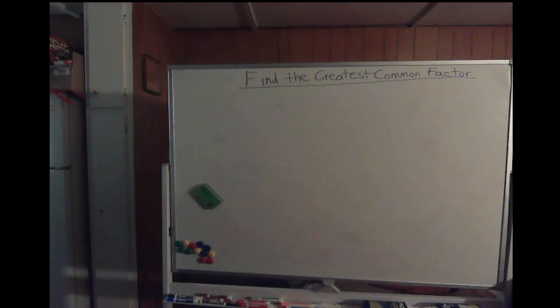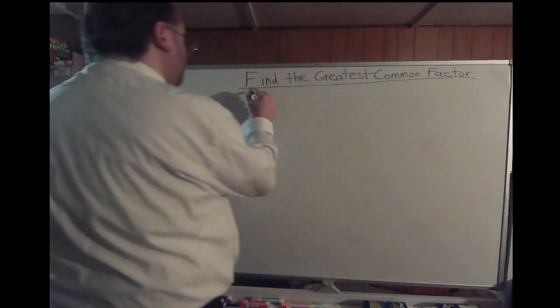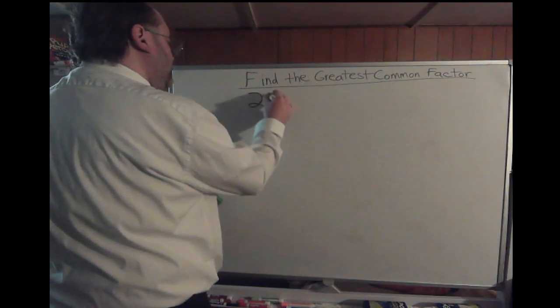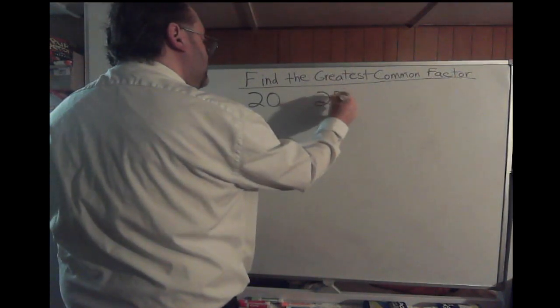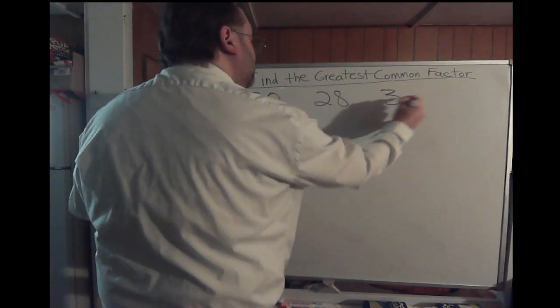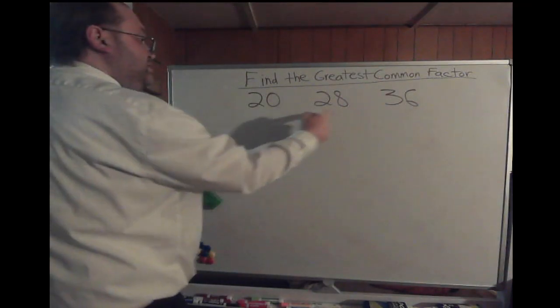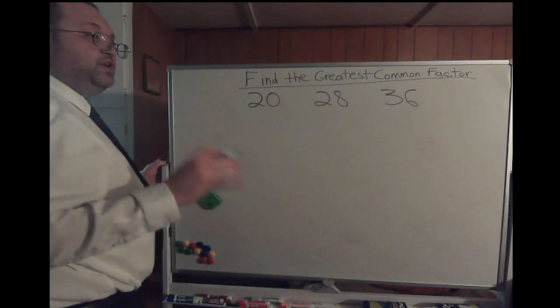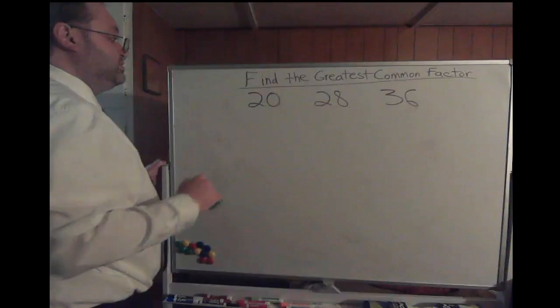Alright. Let's do one more with 3 numbers. We have 20, 28, and then we have 36. So we got 20, 28, and 36. Let's find the greatest common factor of those 3 numbers.